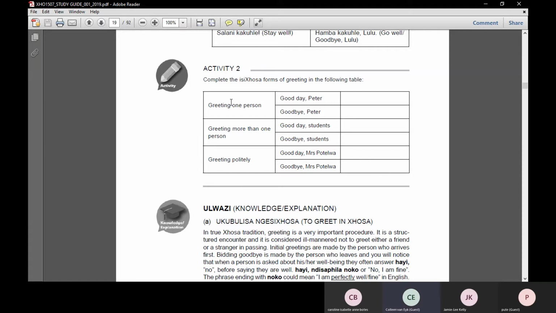Is it Molo Nkosikazi? It's Molo Nkosikazi. Molo Nkosikazi Potelwa. Just drop the E at the beginning of Nkosikazi. It's Molo Nkosikazi Potelwa. And how do you say goodbye, Mrs. Potelwa?